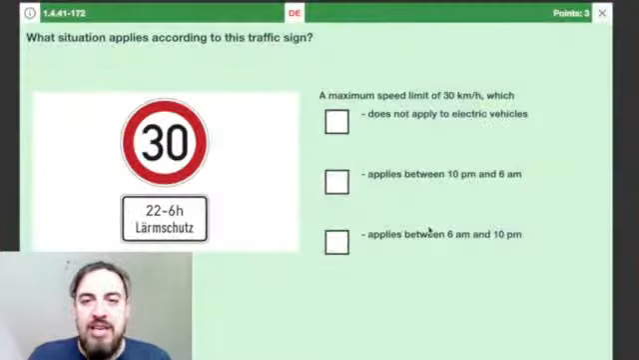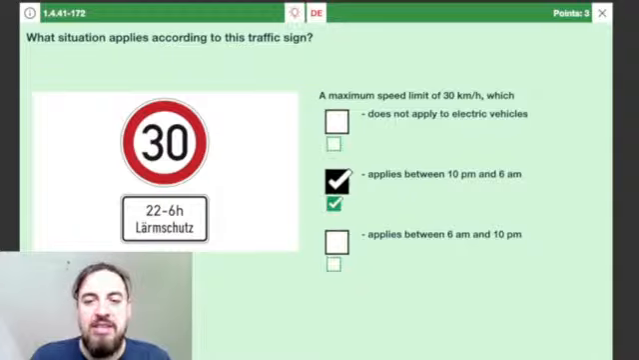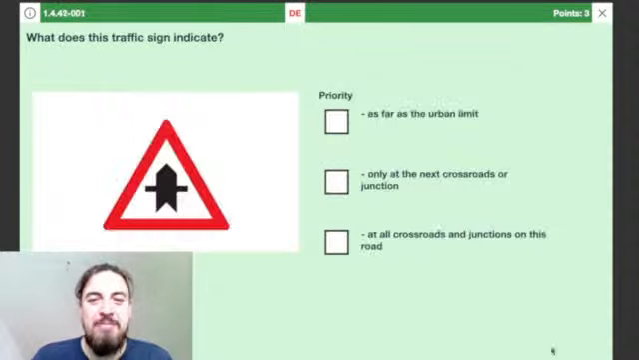So according to that, it applies between 10 p.m. and 6 a.m. as we have said, and that's the only correct answer in that case. Electric vehicles have to adapt the speed as well.